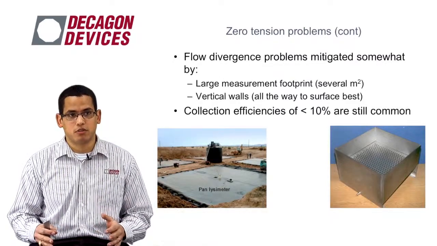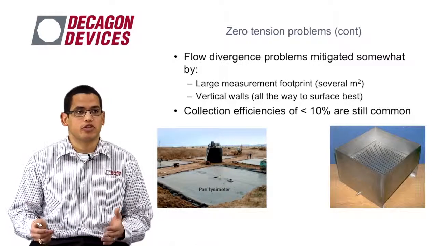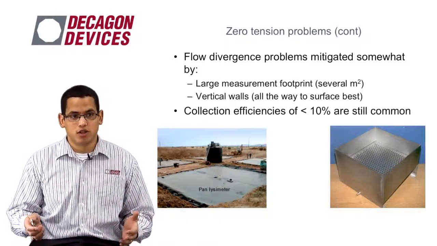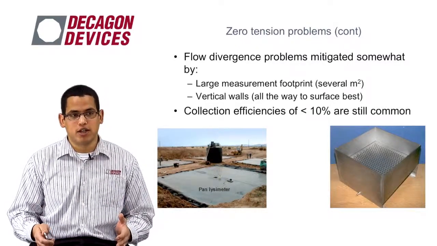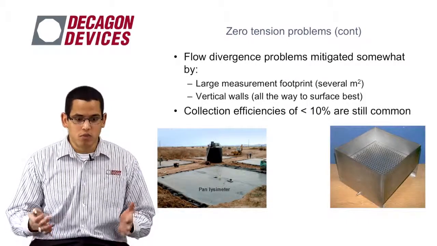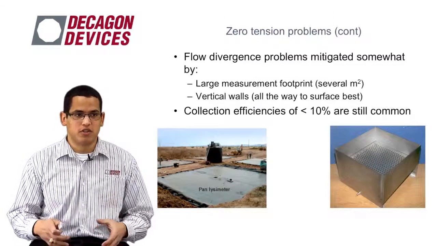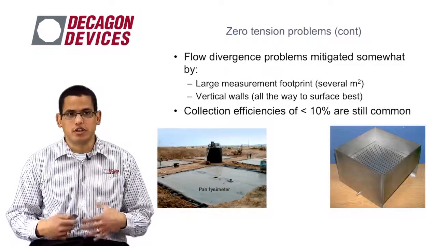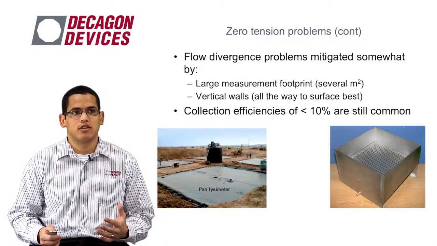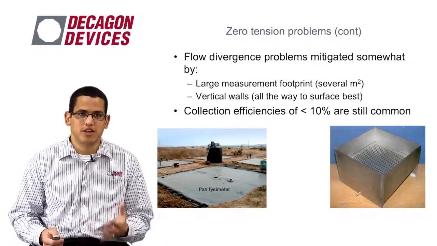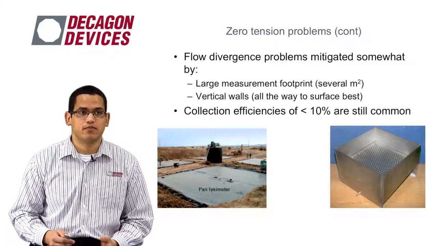the divergence problems. Another method is installing large vertical walls, where you're essentially trapping the water in the soil and forcing it to have to go through the lysimeter. Now, yes, this will help improve the collection efficiencies, but what it does is it changes the water holding capacity of the soil because of that zero tension lower boundary. So again, it's still not going to be an efficient measurement. And even with all of these methods for mitigating these problems, it's very common to still see collection efficiencies of less than 10%.